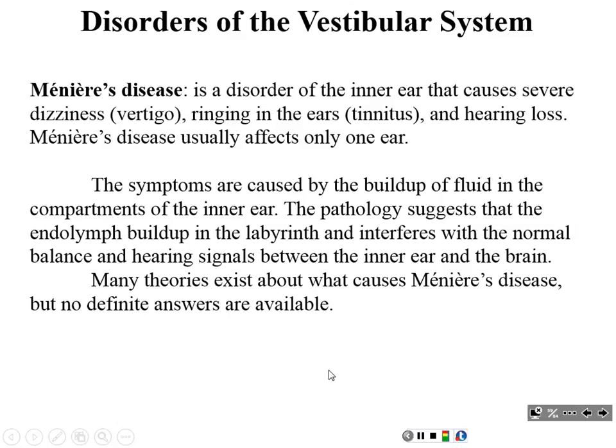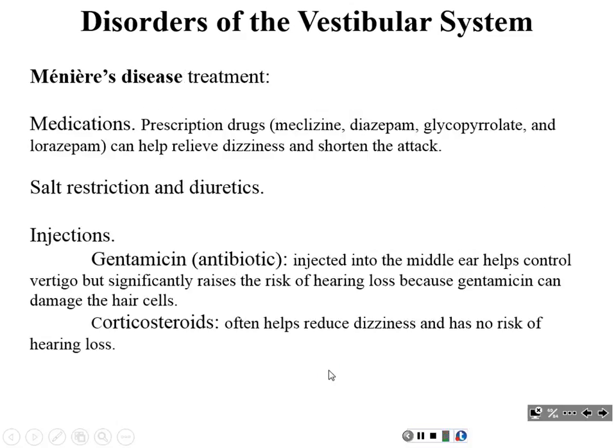What causes Meniere's disease? There are many theories, but no definitive answer of exactly what is the cause. It could be different reasons why it happens. What's the treatment? One treatment is medications. Prescription drugs can help relieve the dizziness and shorten the attacks.